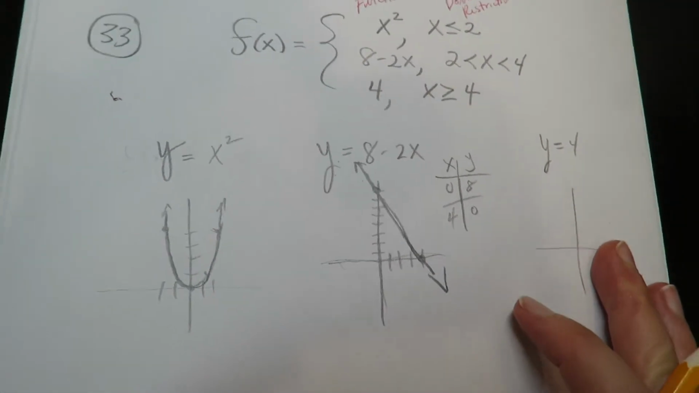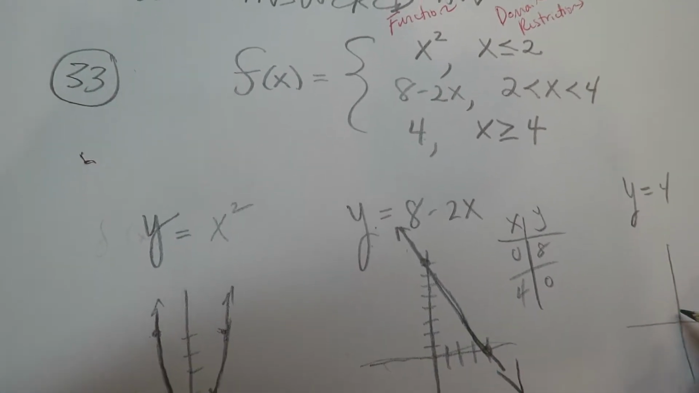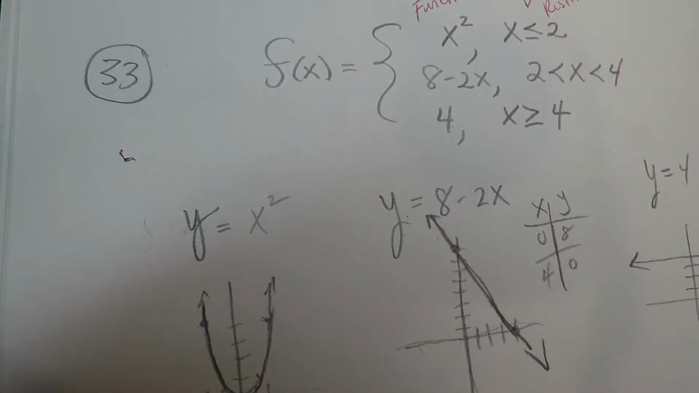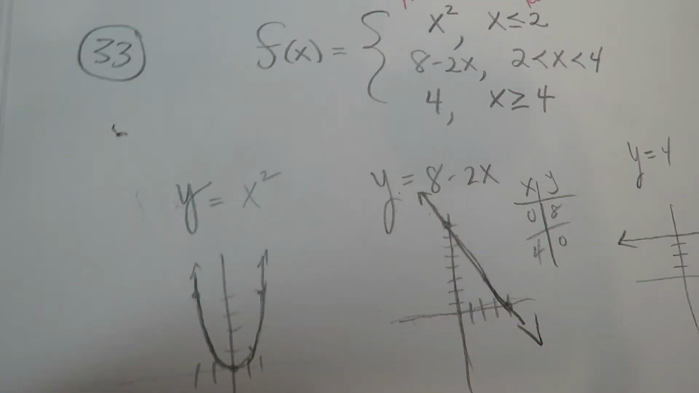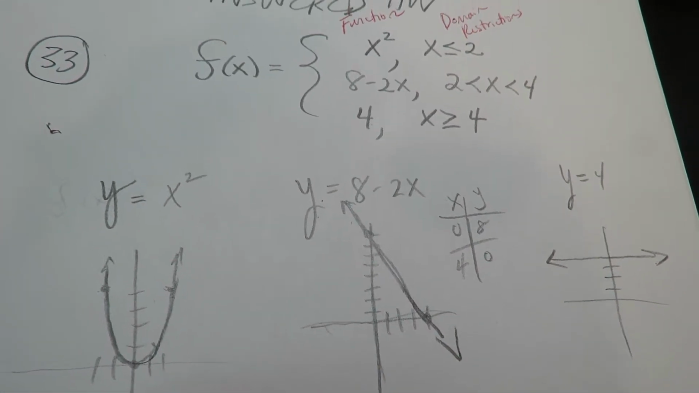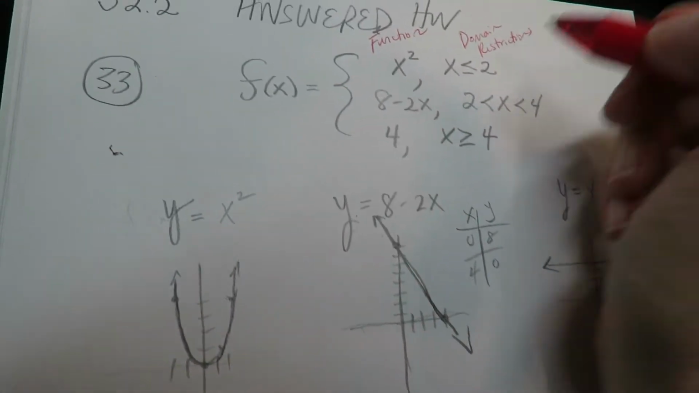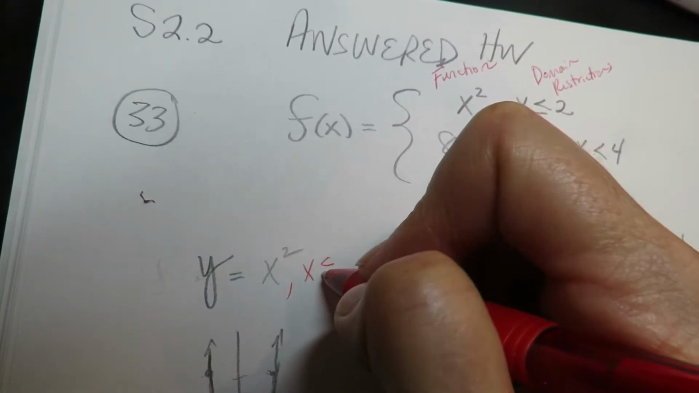A line where y is always 4 is horizontal. That means that every point is at a height of 4. Okay, so that's the first part. Those are the three functions that are going to be cut and pasted together to make the original function. So now let's do the domain restrictions on it.